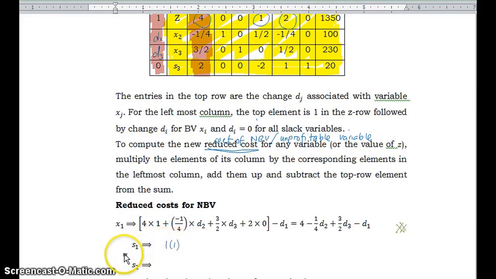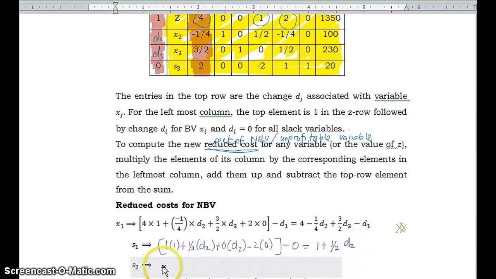The reduced cost for S1 is 1 times 1 plus 1 over 2 times D2 plus 0 times D3 minus 2 times 0. Then we subtract 0. We simplify this, we get 1 plus 1 over 2 D2.